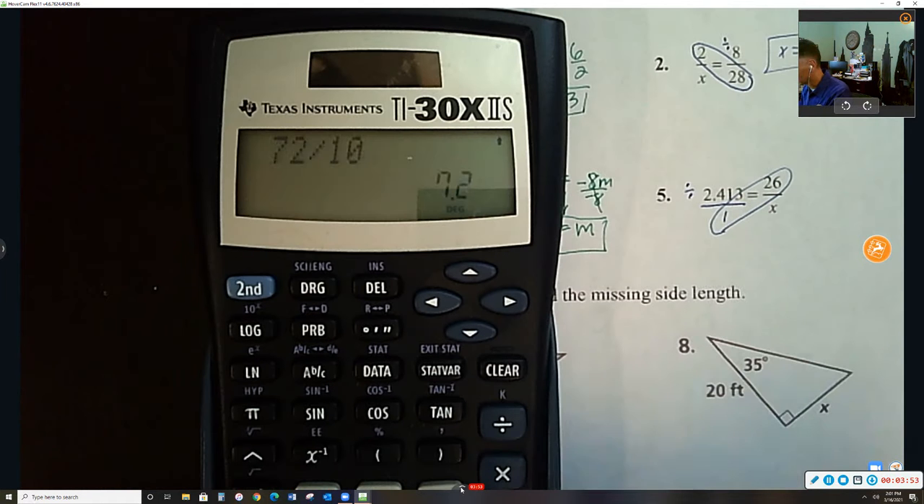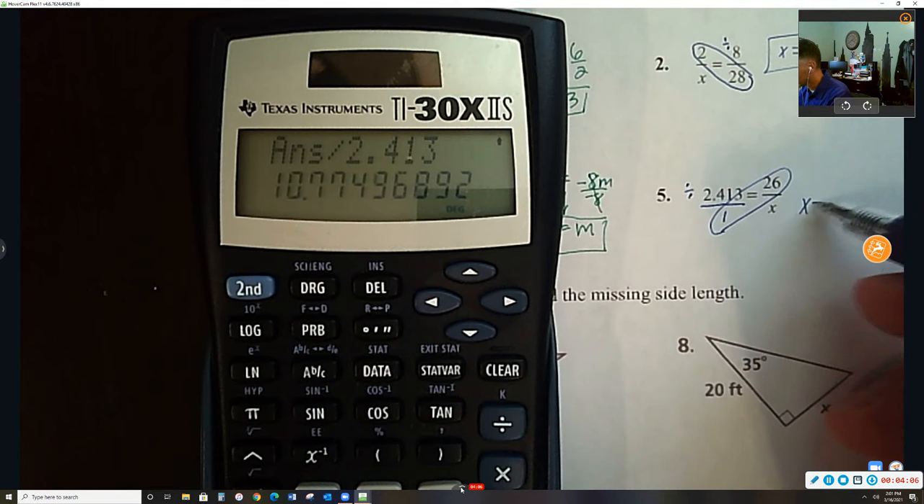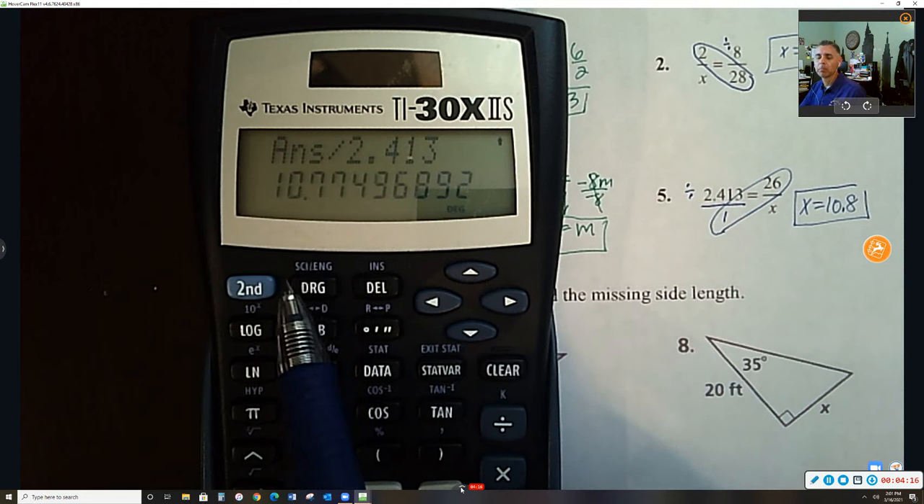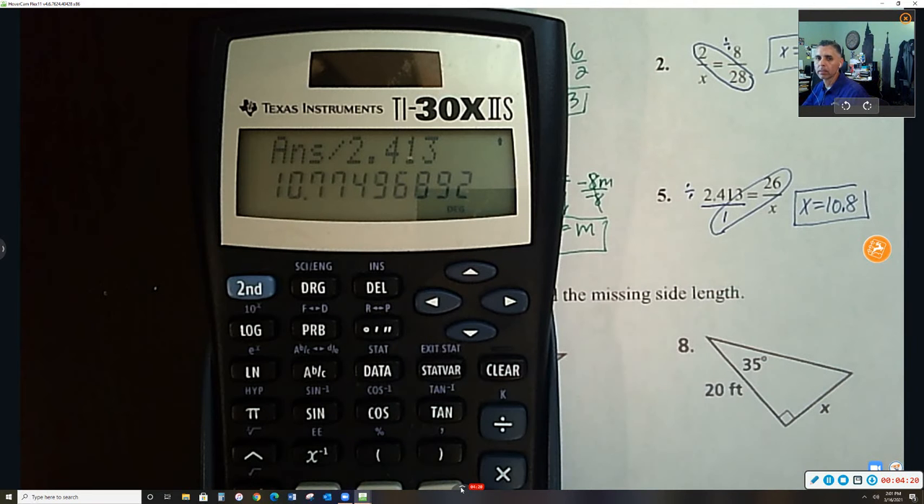So 1 times 26, technically I don't need to do that because I know it's just 26. Then I have 26 divided by 2.413. I'm going to round that to the tenth place, and that is x equals 10.8. If you would have left it as 10.7, you would get away with that answer on the test, but this gets into the use of rounding correctly.